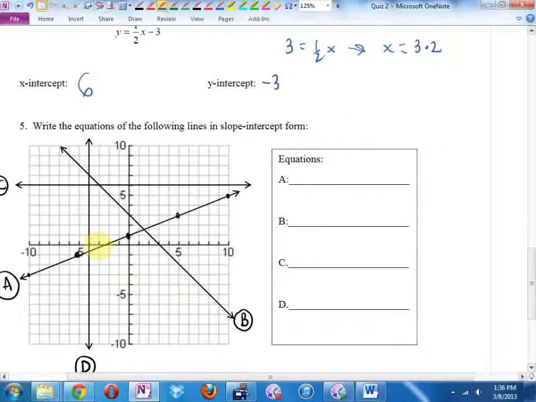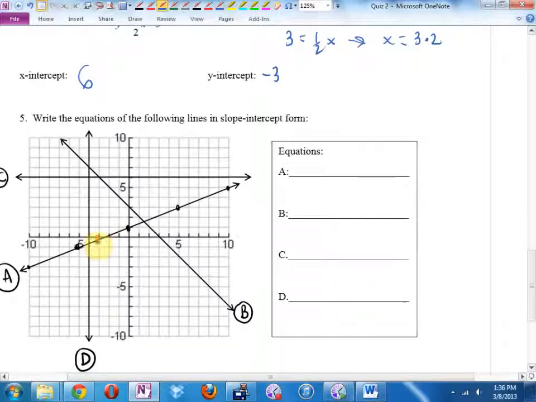Number 5, write the equations of the following lines in slope-intercept form. A, y equals, well, the y-intercept is positive 1. And the slope, the rise over the run is, oh, Mr. Duick, thank you. You put convenient dots there. That makes it way easier. Up 2 over 5, and don't forget to put an x there. Is that right? 2 over 5x plus 1?